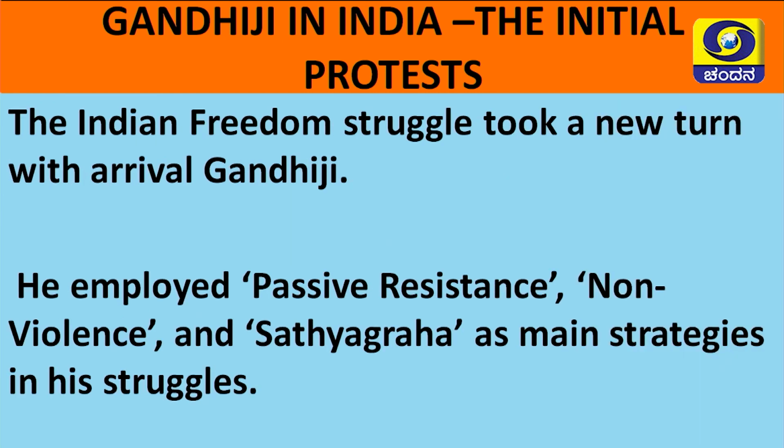The Indian freedom struggle took a new turn with the arrival of Gandhiji. He employed passive resistance, non-violence and satyagraha as the main strategies in his struggles. Dear students, this was entirely new experiment because nobody thought of passive resistance before Mahatma Gandhiji in India, that without going on with the fight, this passive resistance can be used as a tool, a weapon was for the first time devised by Mahatma Gandhiji. Thus, he created a new way of freedom struggle.